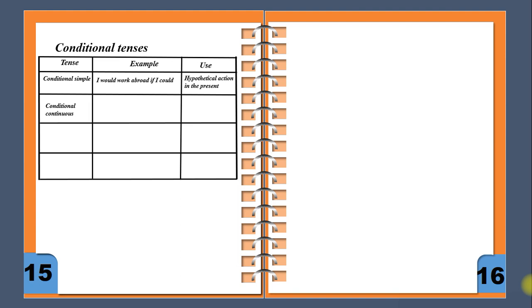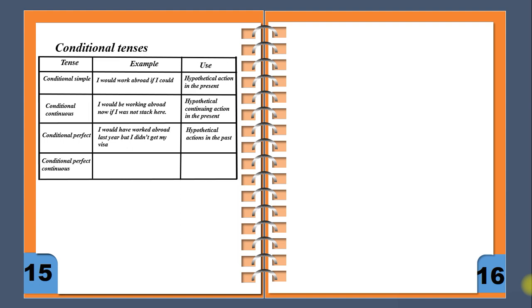The next one is conditional continuous. I would be working abroad now if I was not stuck here. The use of conditional continuous is to talk about hypothetical continuing action in the present. The next one is conditional perfect. I would have worked abroad last year, but I didn't get my visa. And the use of this tense is to talk about hypothetical action in the past.